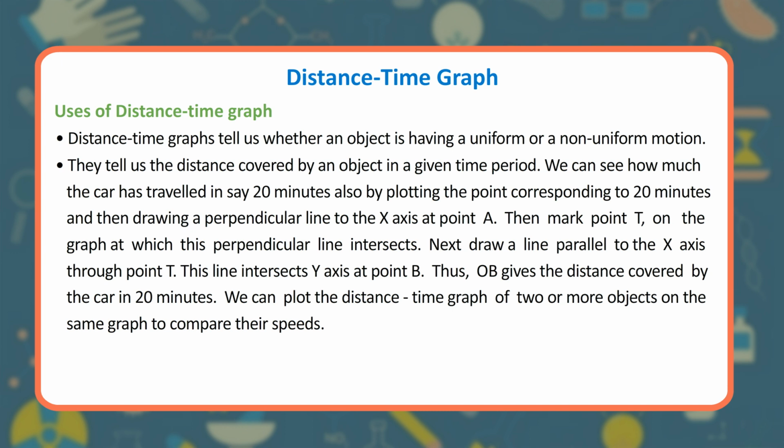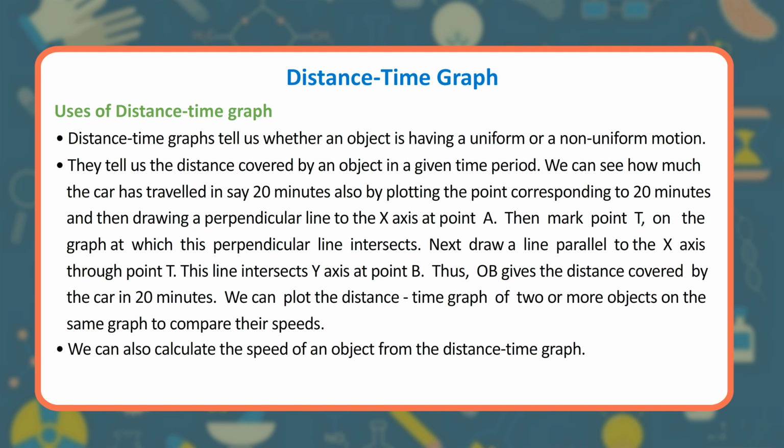We can plot the distance-time graph of two or more objects on the same graph to compare their speeds. We can also calculate the speed of an object from the distance-time graph.